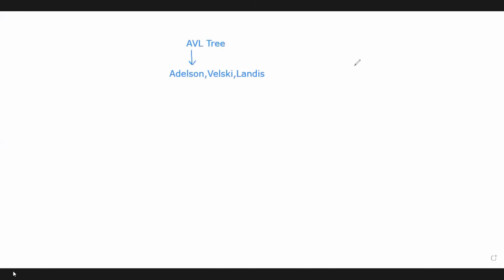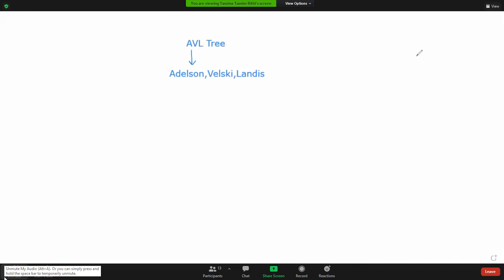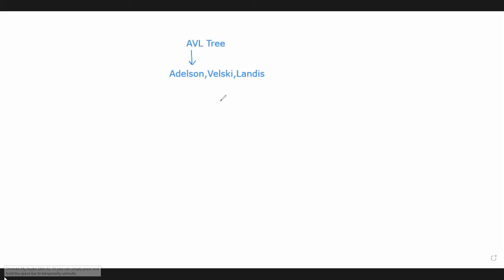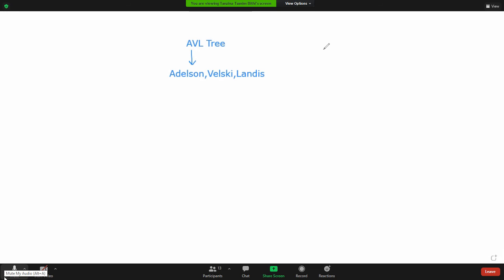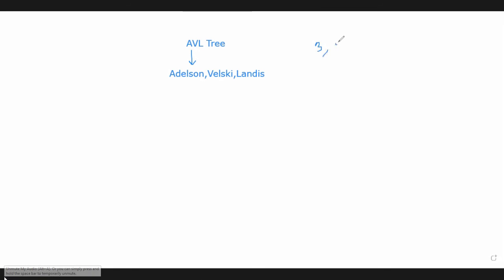Do we know what a binary search tree is? Yes, a binary search tree is a tree where the left subtree is less than the root node, and in the right subtree all the nodes are greater than the root node. Suppose some key values are given: 4, 2, 5, 1, 3.